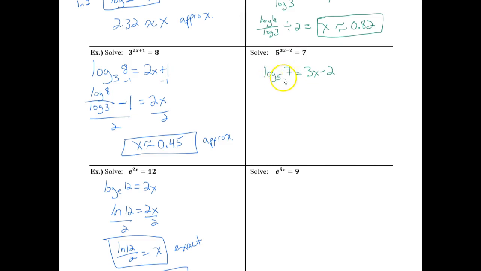Now, again, my calculator doesn't have base 5, I have to use a change of base here. So log of 7 divided by log of 5. Remember, the base is always the one that goes in the denominator. And then to get x alone, I'm going to add 2 to both sides, equals 3x. And then whatever that answer is, I'm going to end up dividing that whole thing by 3. So you have to evaluate this first and then divide by 3.